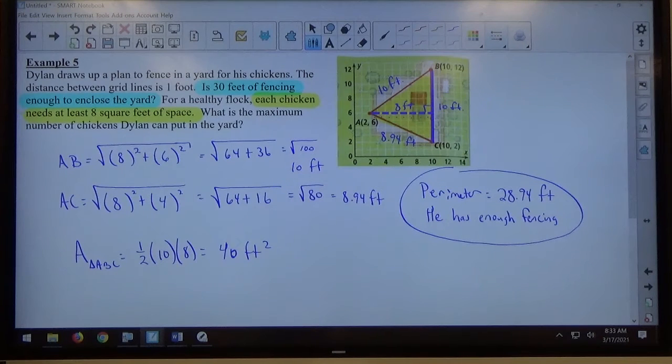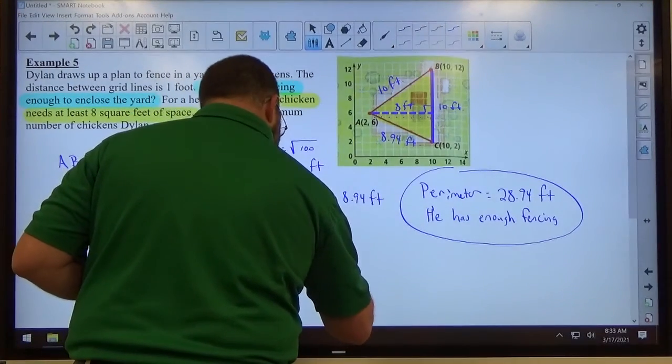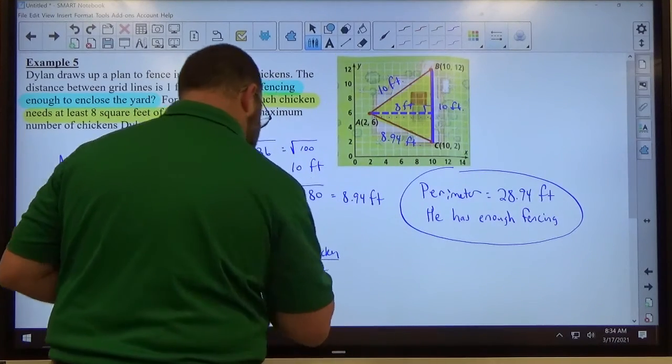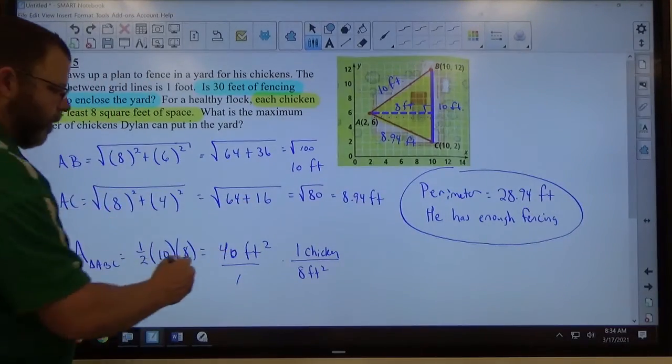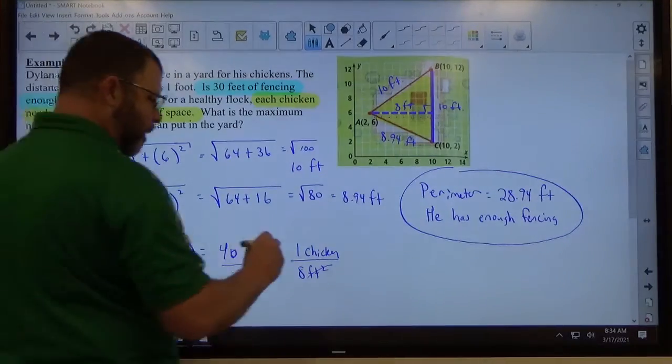Every chicken needs 8 square feet of space. So one chicken is going to use 8 square feet. So you just take your area, multiply by that fraction. The square feet cancel the square feet, and 40 divided by 8 gives me 5 chickens.